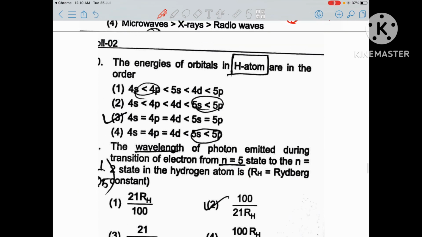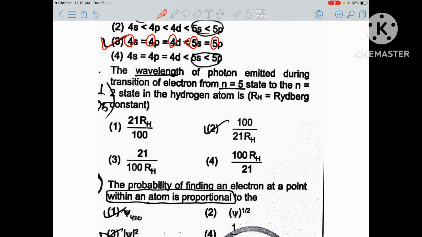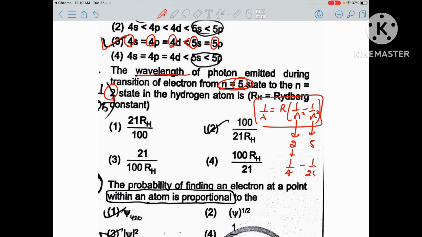Then the energy of the orbitals in H atom. Only see H atom and mark which is 4. 4 greater than 5 equal to 5. Easy, very easy, right? Here also the wavelength of the photon emitted using the transition from n5, again the same: 1 by n1 squared minus 1 by n2 squared. You can put the values of n here, 2 here and 5 here. Here square will be coming. So this comes out 1 by 4 minus 1 by 25, and you can easily solve. Keep the R value as R only.